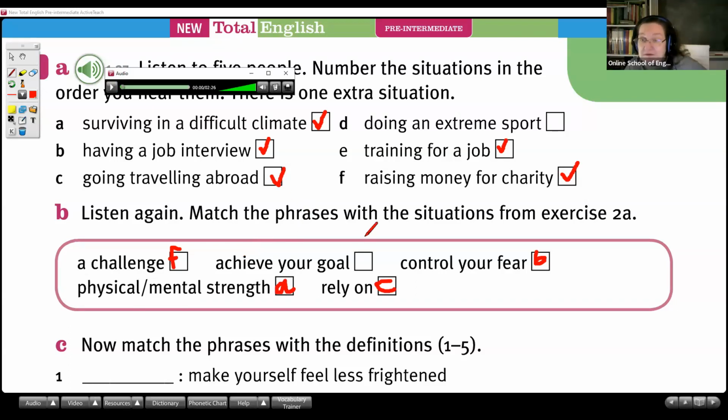So this one is Training for a job. That's right. And Jordan wants to have a goal. Okay, good. So now we're going to do something a little different.